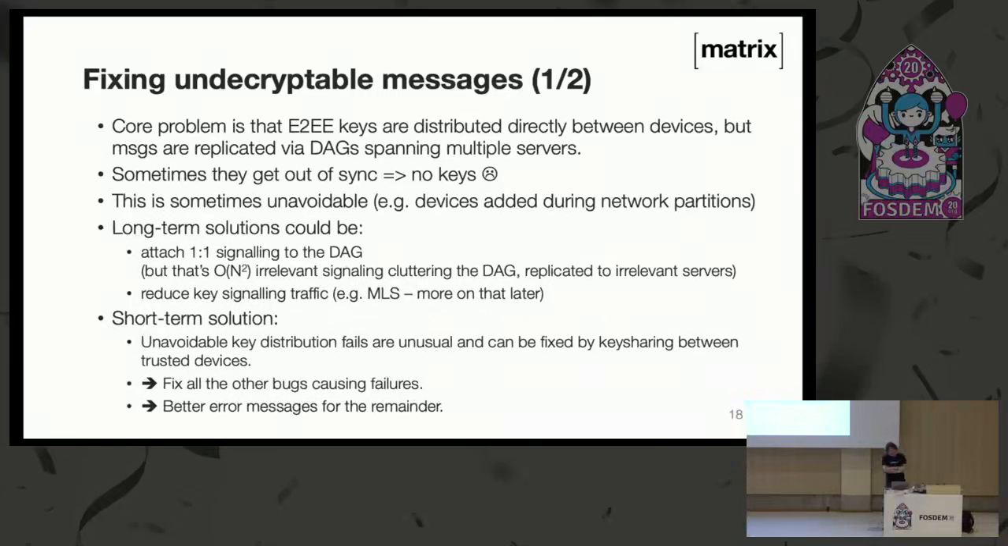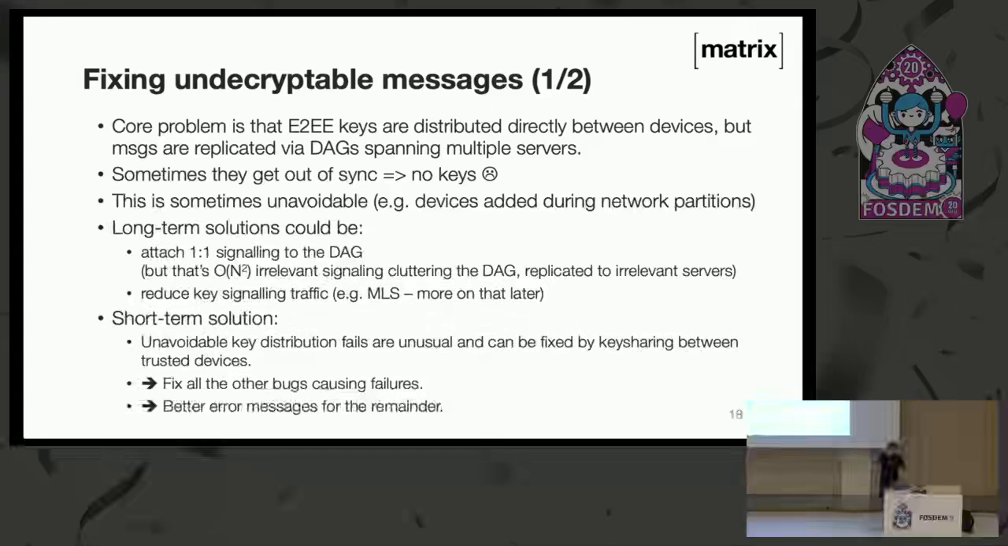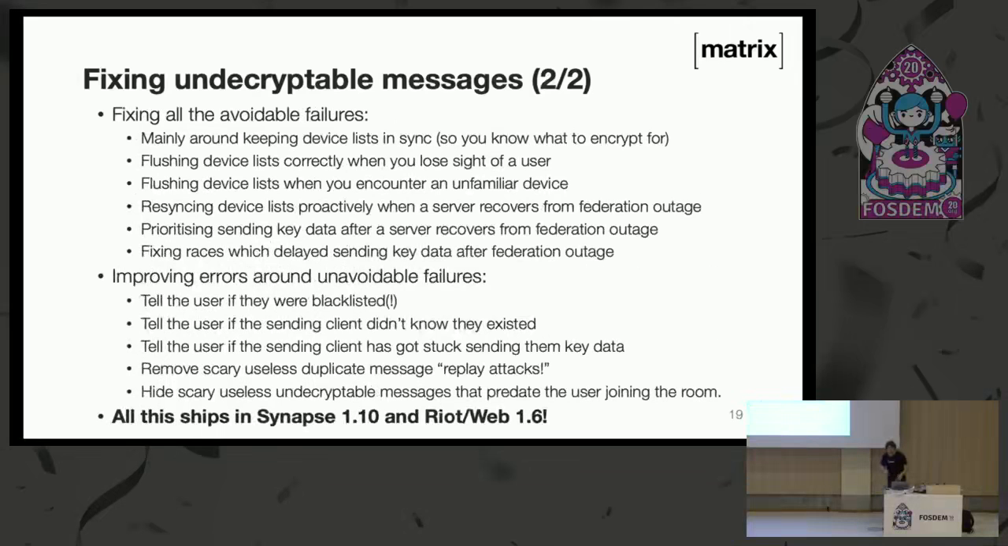However, short term, in practice, unavoidable key distribution fails where you've had, say, a net split and a device has joined a room on one side of a net split and you just can't see it, and so you're never going to send it the key because you didn't know it existed. That sort of unavoidable thing is pretty unlikely, and meanwhile we did find a whole bunch of other bugs which were causing failures. So in the short term, to get E2E turned on by default, what we've done is to go through the list of the avoidable failures and try to fix them.